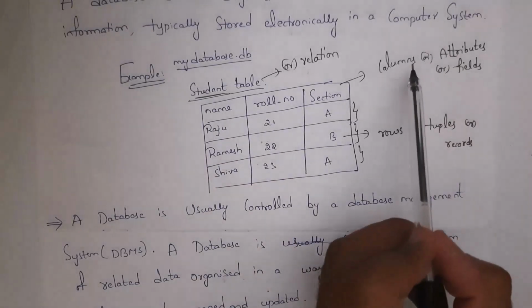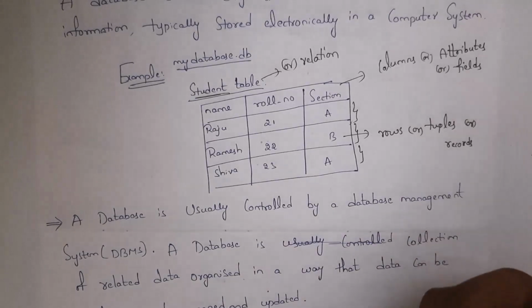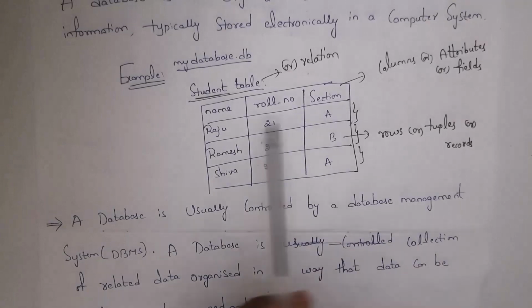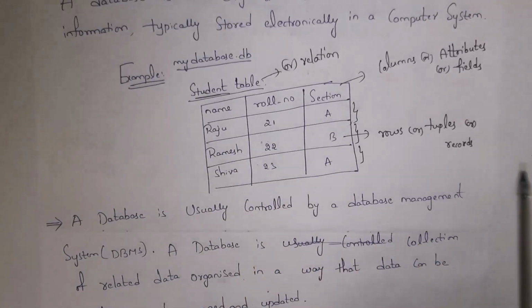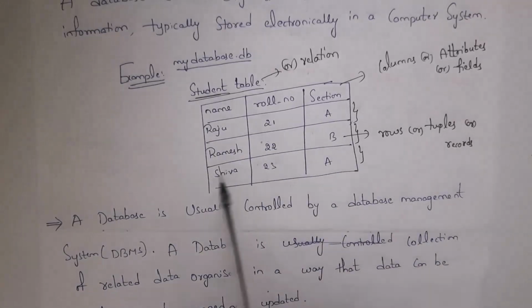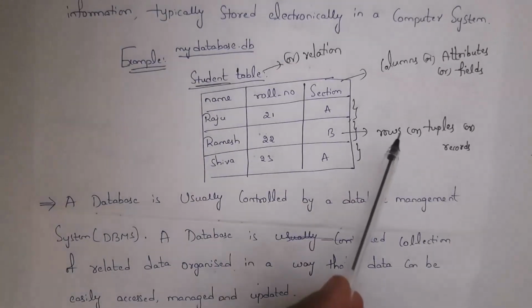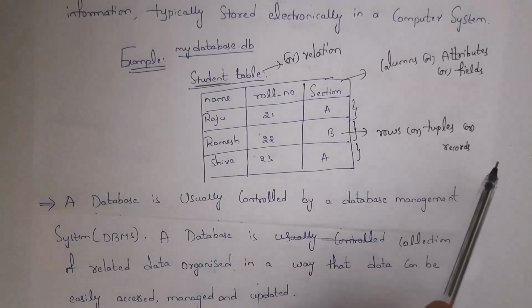And we also call columns as attributes or fields, all are same. Similarly, in total there are 3 rows: Raju, 21 and A section; Ramesh, 22 and B section; Shiva, 23 and A section. We also call rows as tuples, or we can also call these rows as records.